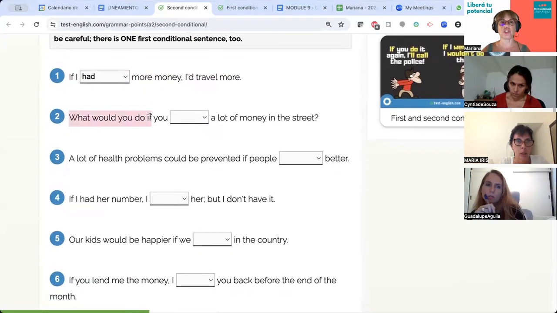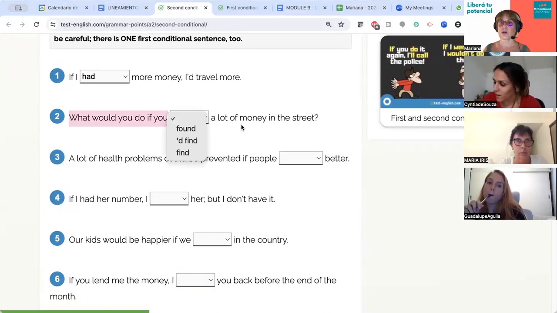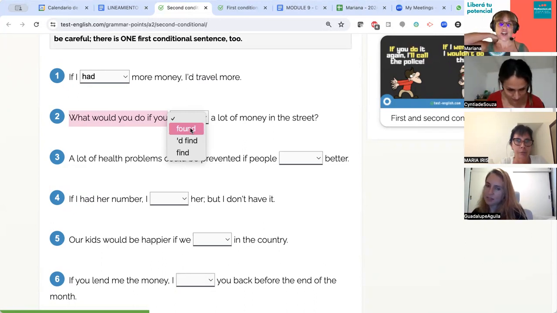Okay, so what would you do if you found? Found. Okay, I was waiting for Cynthia that was looking at the list of verbs. Esto es affirmative, y en negative y en question is an infinitive. You mean the past? What would you do if you found?